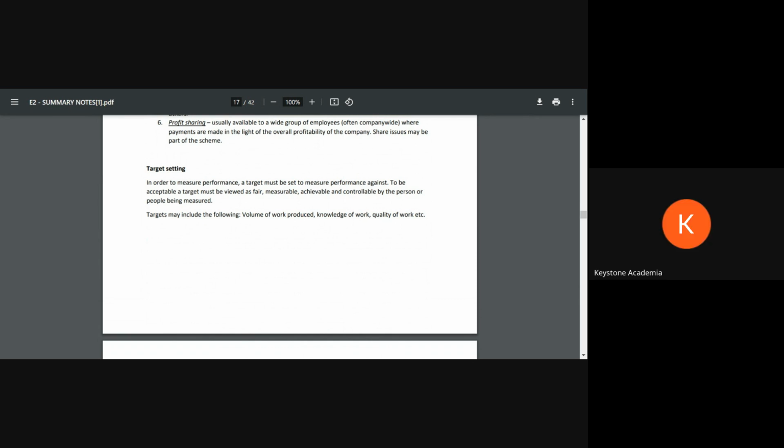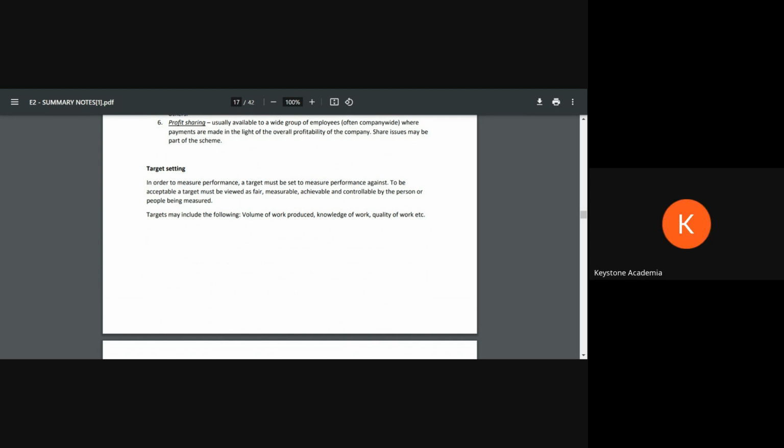So, what is target setting? I think the word makes it apparent. What is it? Tell me. In order to achieve an objective, the management have to set a target, which is both achievable and it should be a little bit more than their performance.